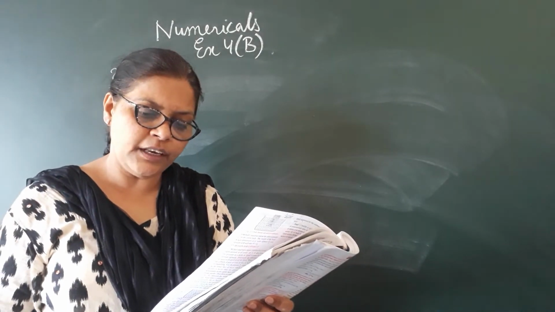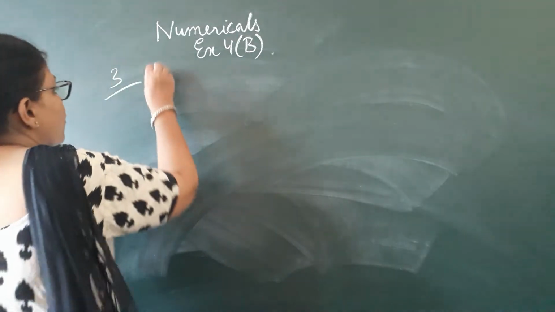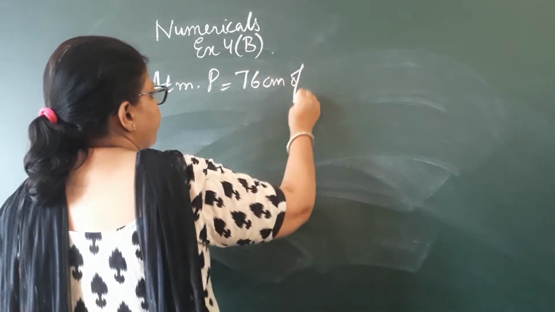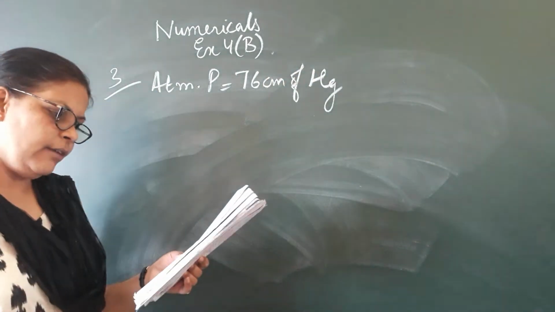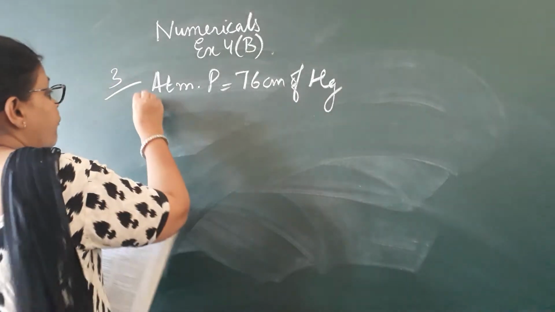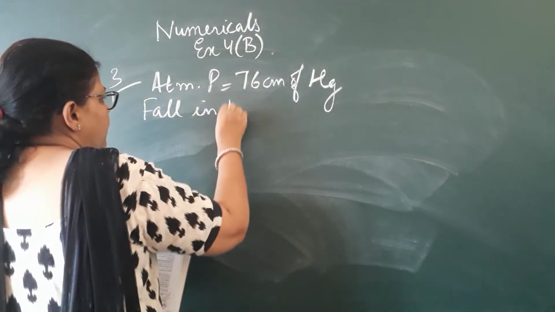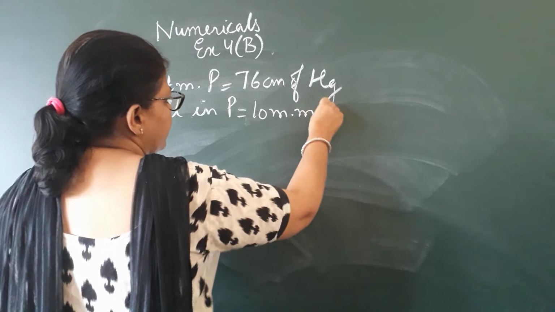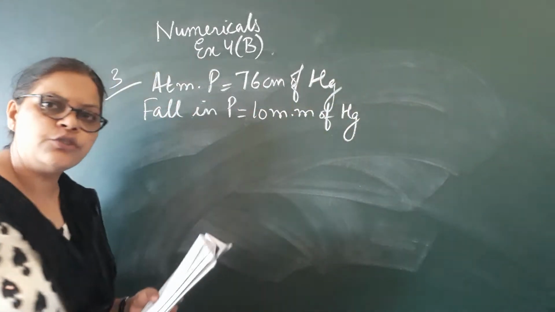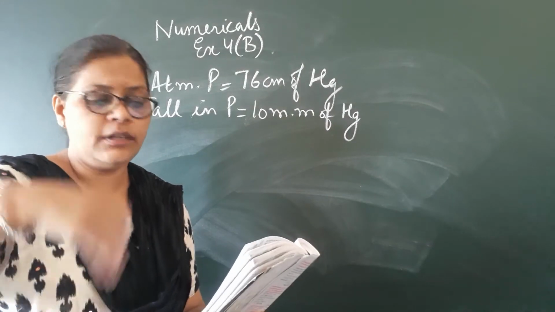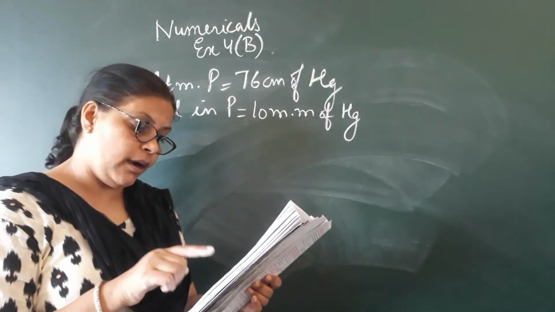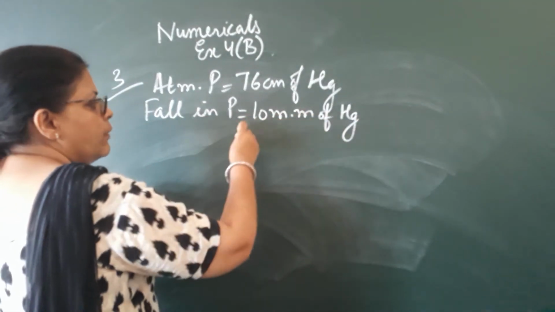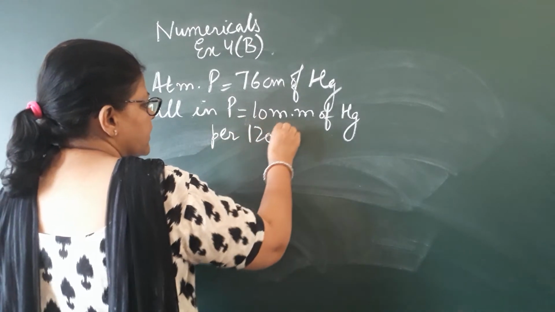At sea level, the atmospheric pressure is 76 centimeters of mercury. This has been given. And what else is given? If the pressure falls, the fall in pressure is equal to 10 mm of mercury. That is the fall. Why is there a fall? When height increases, the pressure will decrease. And they have said per 120 meters, so 10 mm of mercury fall in pressure per 120 meters ascent.